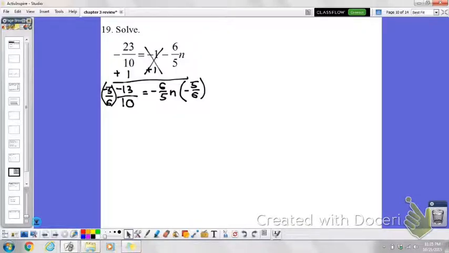Well, my negative 5/6 and negative 6/5 on the right will cancel out. So we will be left with negative 5/6 times negative 13 over 10, which will be equal to 13 over 12. So that is my final answer.